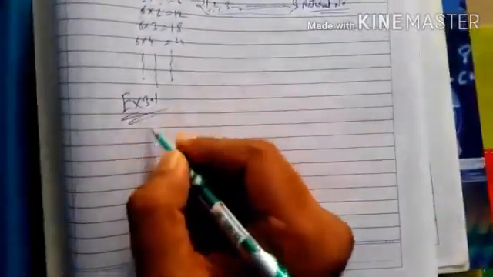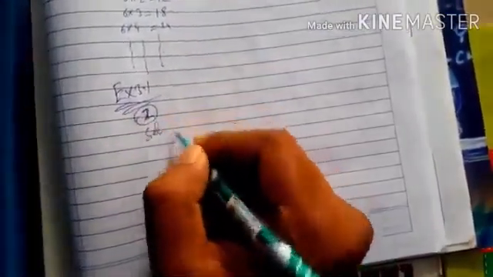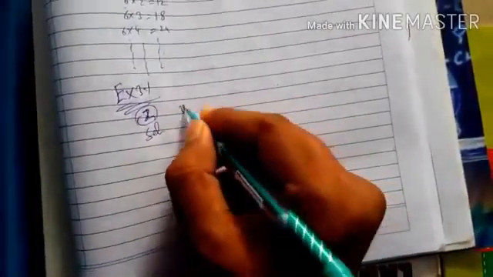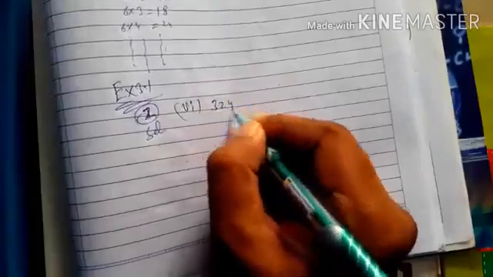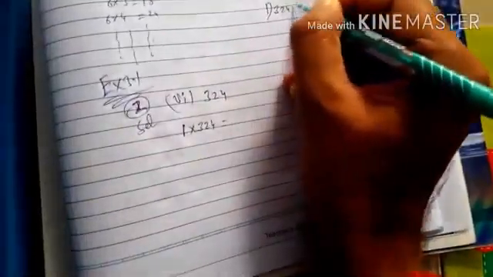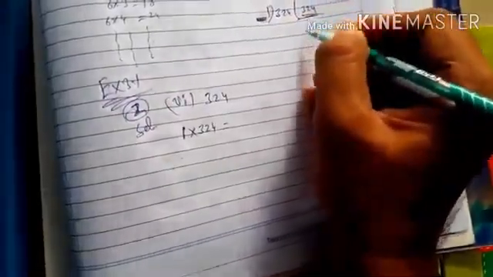Exercise 3.1, question number second is here. Find the factor of the following number, and we solve question number 6, 324. We know that 1 multiplied by 324 means 1 divides 324 once. So 1 is a factor and 324 is also a factor.